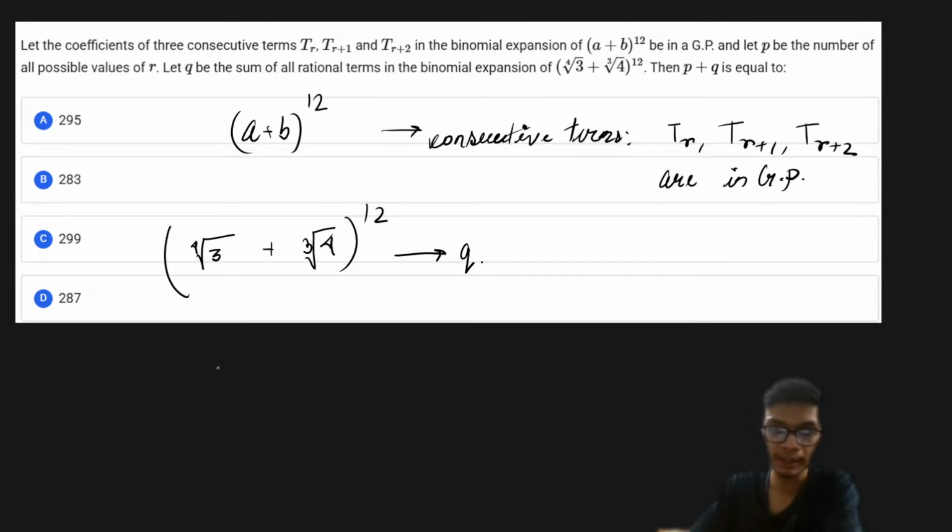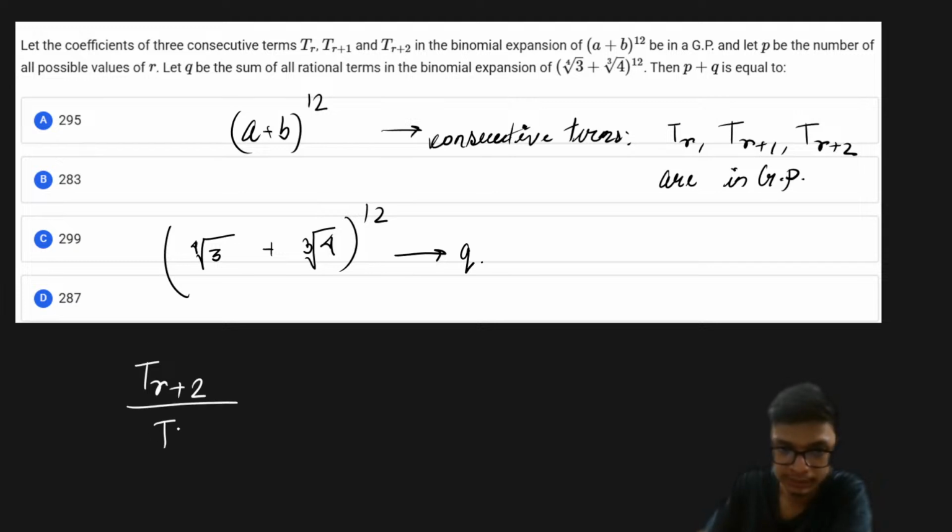So from here, what I can always tell is that since these are consecutive terms of a GP, they will always follow the same common ratio, that is, T(r+2) divided by T(r+1) is equal to T(r+1) divided by T(r), right?